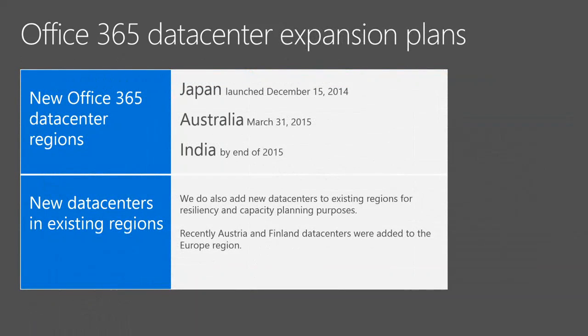So recently launched data centers. I talked about Japan, Australia, and the work that we're starting on India. And then sometimes we add data centers, we'll actually just expand an existing region. And this is what we did recently with Austria and Finland. They expand the Europe region that we already have. So they provide additional resiliency, additional capacity for customers in Europe. And it means that if there is a failover that's required, and this is for Exchange Online capacity, then we have the option of 4 different countries that we can keep those replicas in.